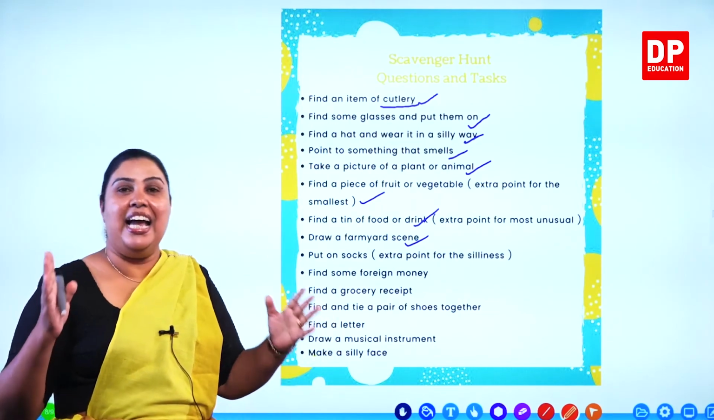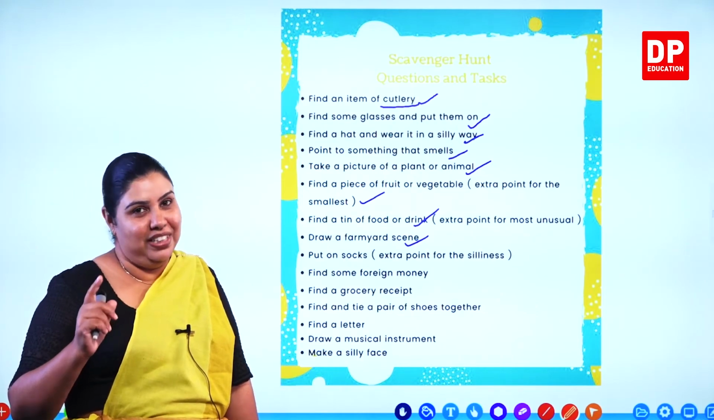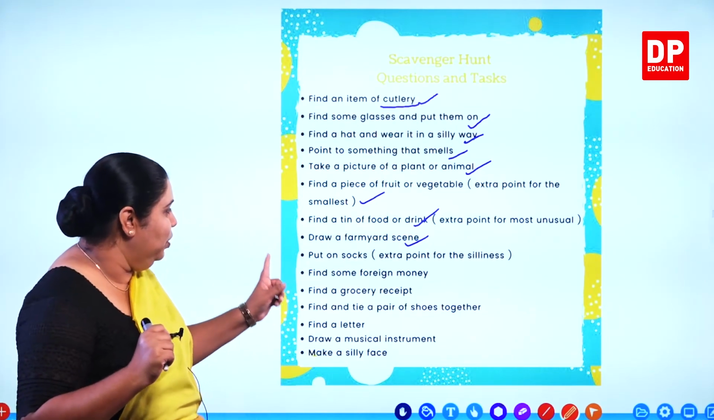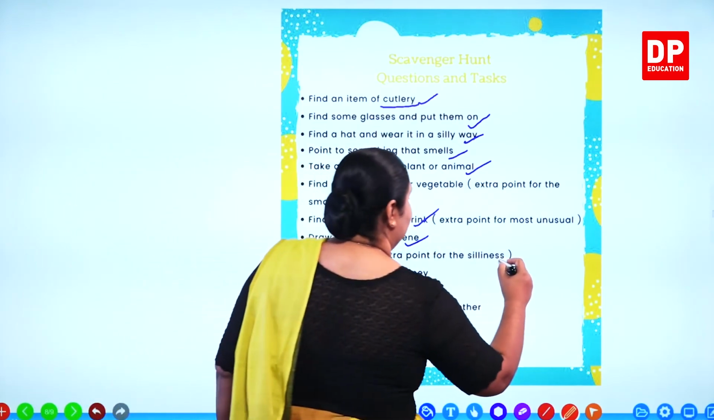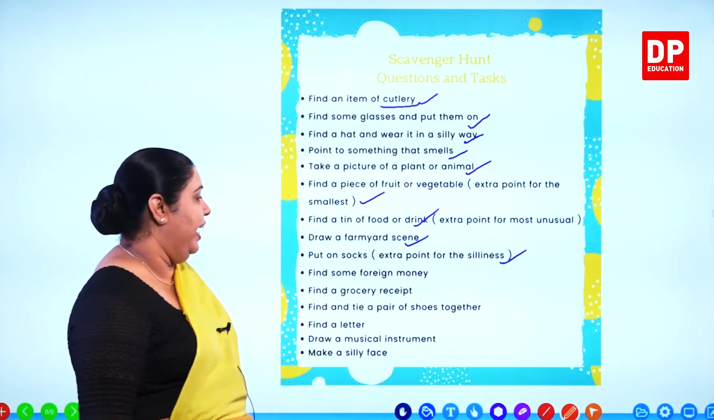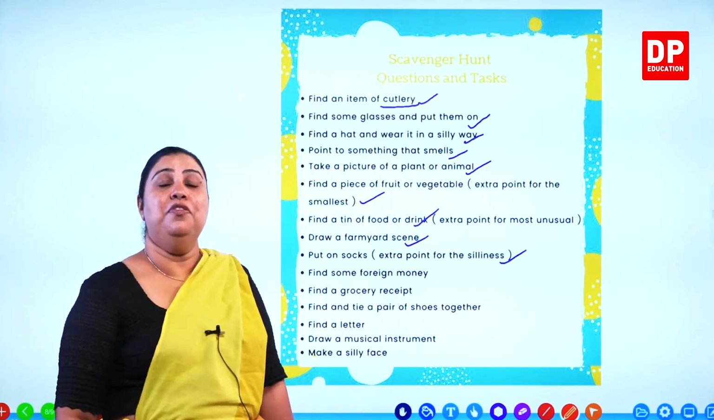Right? So those are the activities that you can enjoy while you are doing your scavenger hunt game. Right? Put on socks and you will get an extra point for the silliness. That's right. Find some foreign money. Next one. Find some foreign money.